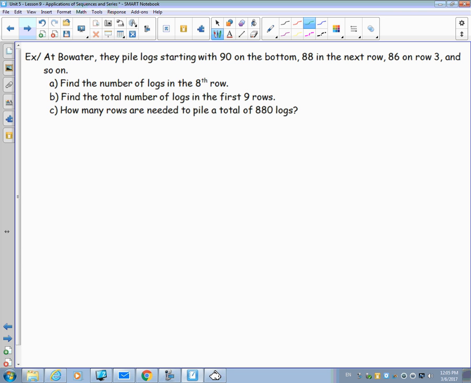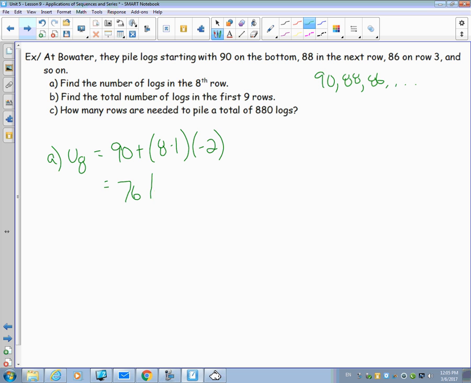Okay, so they're telling us 90, 88, 86. Arithmetic, right? It's a pattern. The number of logs in the 8th row, that's a term number. U number 8. I'm starting at 90, 8 minus 1. My difference is going down 2 each time. Into my calculator, and I get 76 logs in the 8th row.